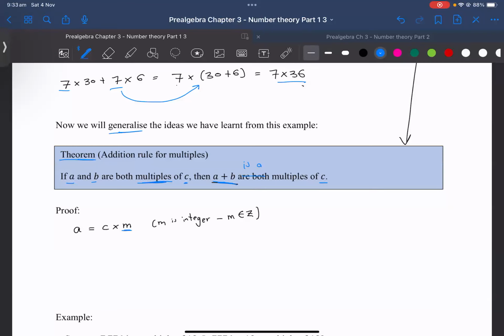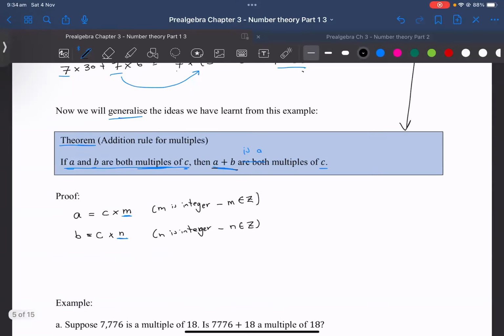So is that a yes? Okay, good. And I'm going to write B is also C times a whole number. We don't know if it's the same whole number, so I'm going to call it N. I'm not going to call it M again because if it's M, it means A and B are the same. We don't know that. So I'm going to call it N. And N is also an integer. Important thing: B is a multiple of C, as it says here, A and B are both multiples of C. N is an integer, or N is an element of Z. Either way, they're both the same thing.